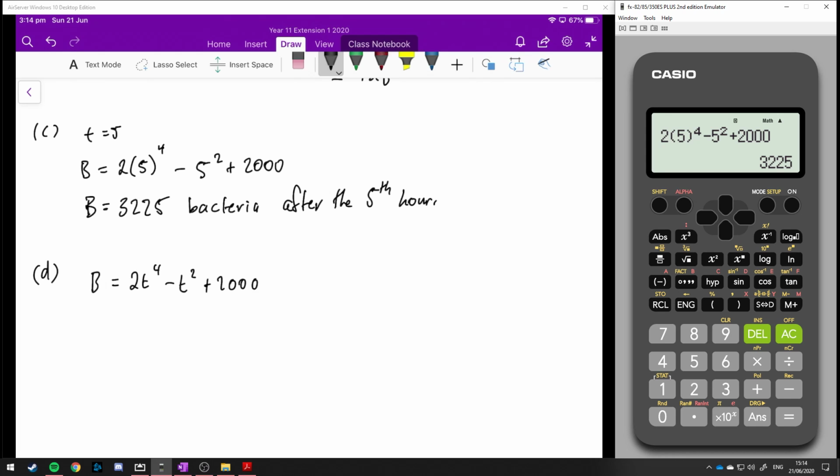Now, when we differentiate this one, we're differentiating B with respect to t, the time. So dB/dt is equal to, now differentiating this, the 4 comes down the front, we get 4 times 2, which is 8. So 8t cubed minus 2t, and then that last term, that constant term, disappears.